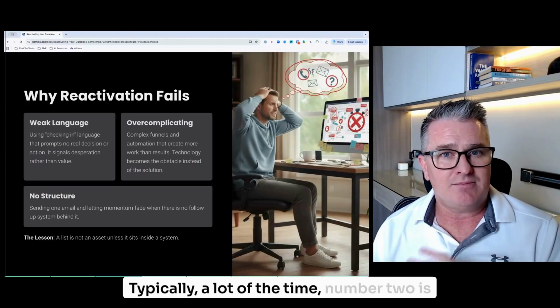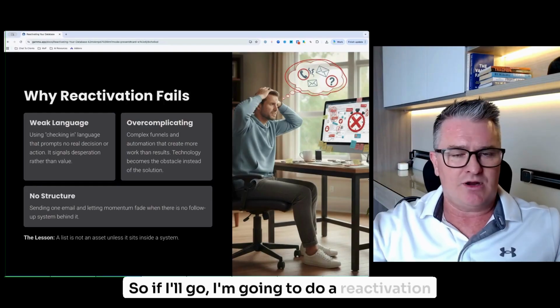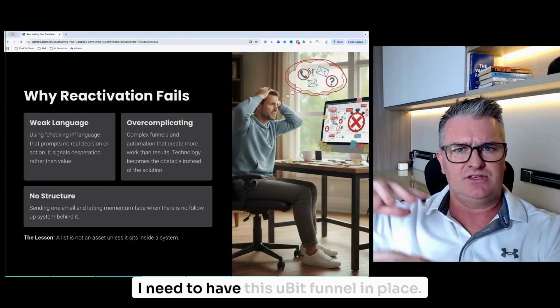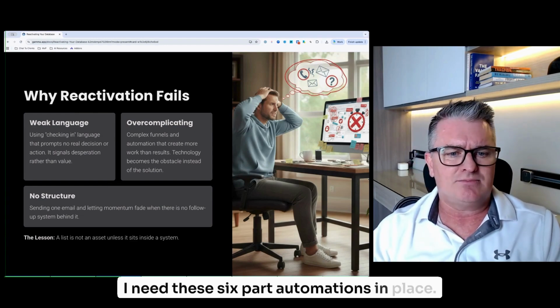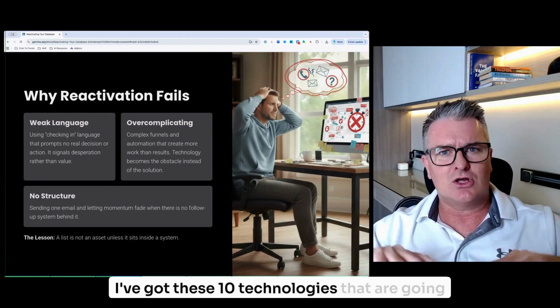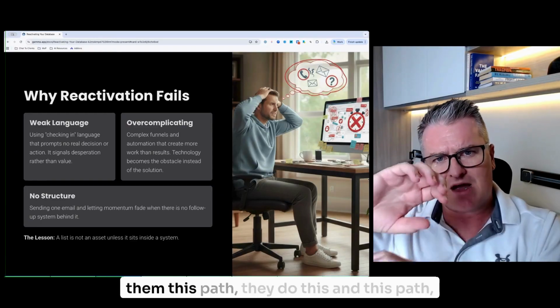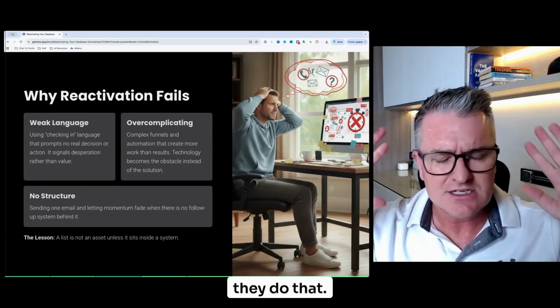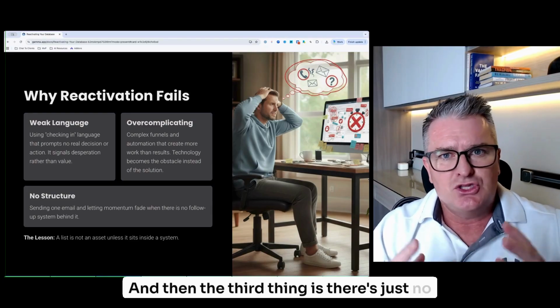Number two is that people will overcomplicate it. They'll go, I'm going to do a reactivation campaign, I need to have this funnel in place, I need these six-part automations in place, I've got these 10 technologies that are going to make sure that people are going through in the right way. And then they take this path, they do this, and this path, they do that. Just completely overcomplicated. And then the third thing is there's just no structure.